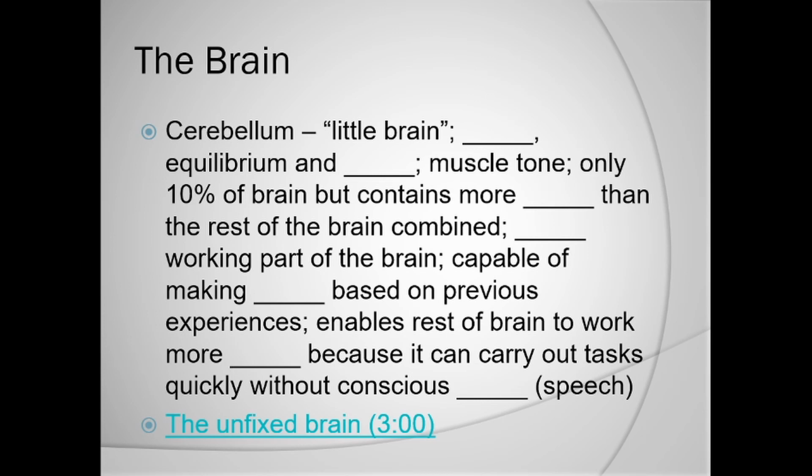It's the fastest working part of the brain. Because it has all these neurons within it, it's able to function so fast, so quickly. And it's capable of making decisions, and I use that word loosely, in quotes, you could say, making decisions based on previous experiences. It has what we call muscle memory in it.